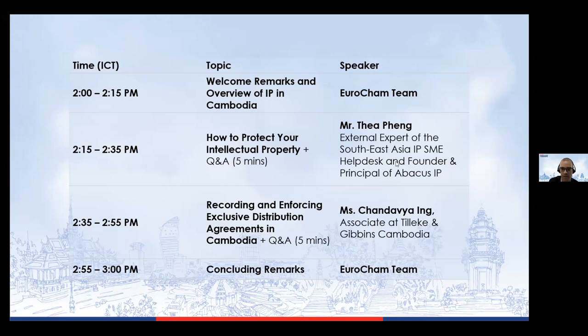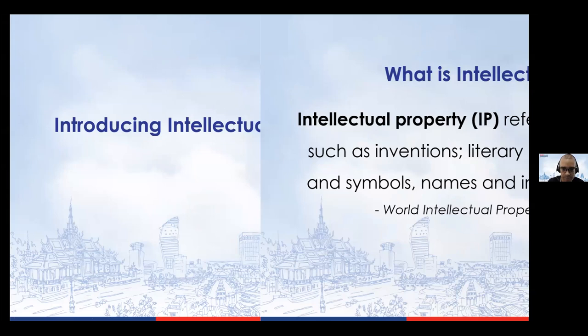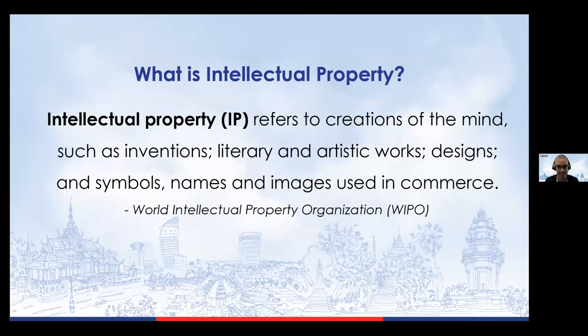All right, introducing intellectual property in Cambodia. This is just a brief overview for some of you who may not be fully aware of the landscape here. So quickly, the definition according to the World Intellectual Property Organization. Intellectual property refers to creations of the mind, such as inventions, literary and artistic works, designs and symbols, names and images used in commerce. So what does that mean?